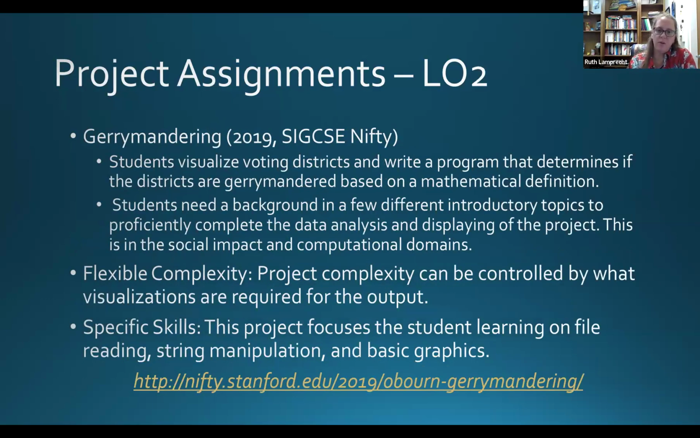One project we included for learning outcome 2, writing simple programs with basic building blocks, is about analyzing voting data to determine whether there is evidence of gerrymandering in the data. This project gives students a real-world application that they can hopefully connect to while practicing these early skills.